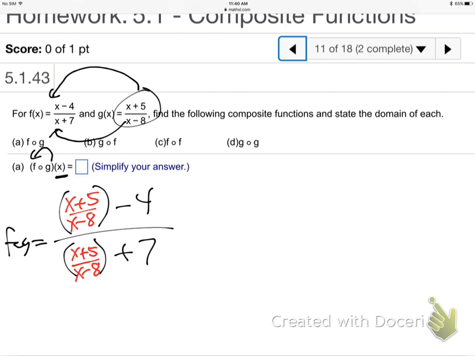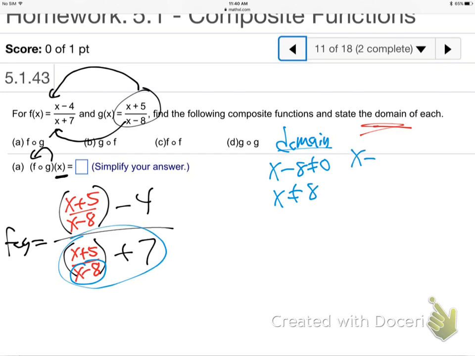Let's do the denominator. They want the domain. Yeah, these are long problems. They want the domain on all these things. What's the domain? All denominators cannot be 0. So that means the little bitty x minus 8, which is in 2 places, can't be 0, so that's easy. X can't be 8. And then the whole denominator, which is x plus 5 over x minus 8 plus 7, can't be 0.